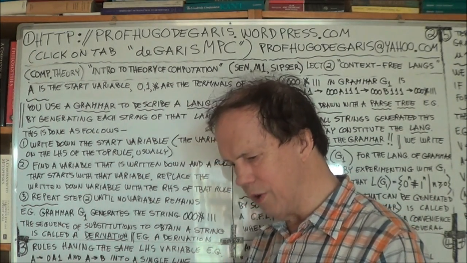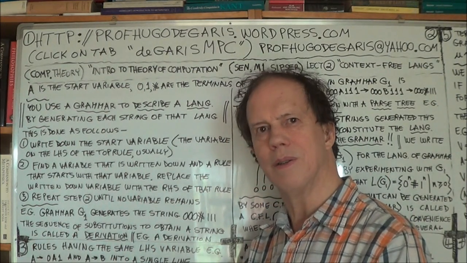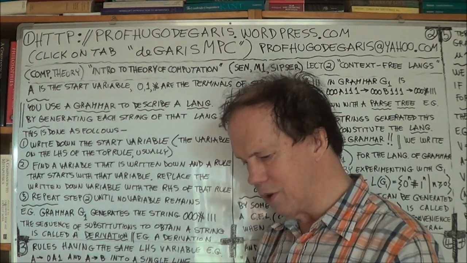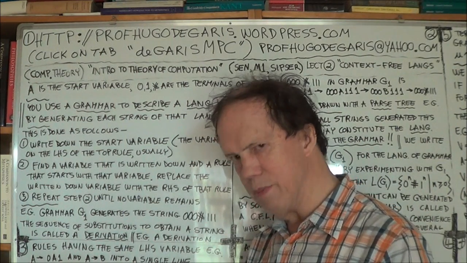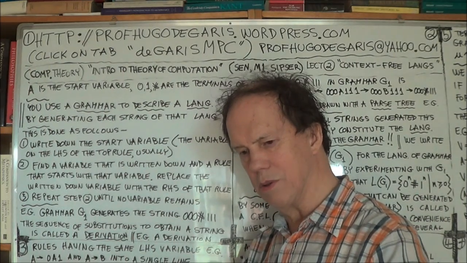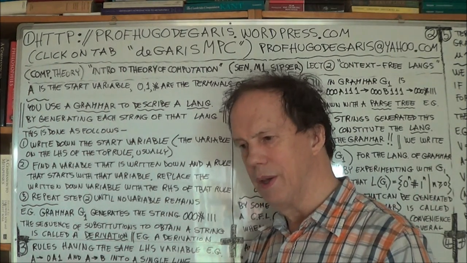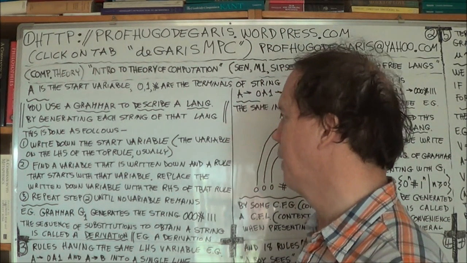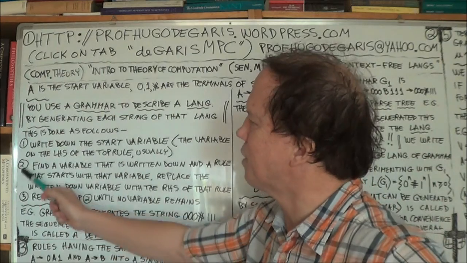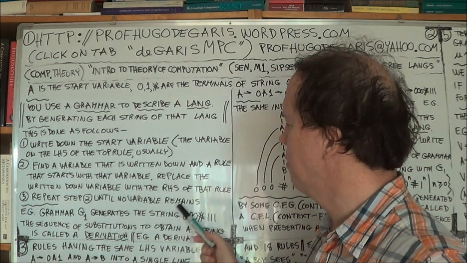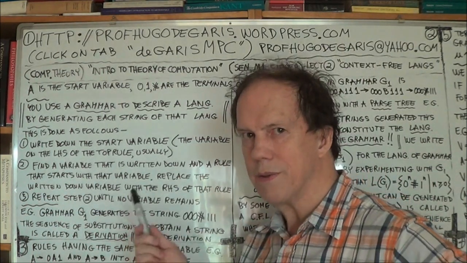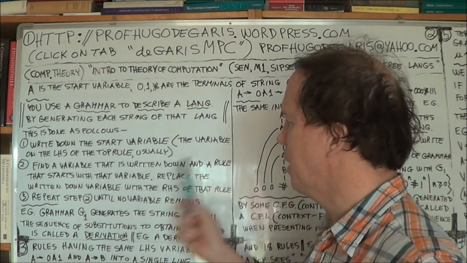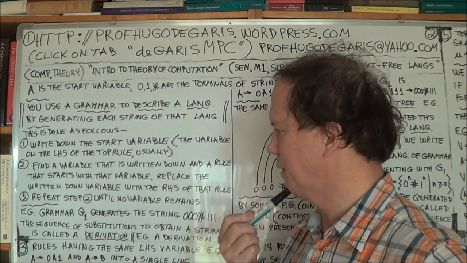And once there are no more variables left to be substituted, replaced, rewritten, so that all the symbols in the string that you're generating using the rules are terminals, then you stop. So step 3 is basically just repeat step 2 until no variables remain. They're all terminals. Now in a minute, I'll give you an example of how to do that.